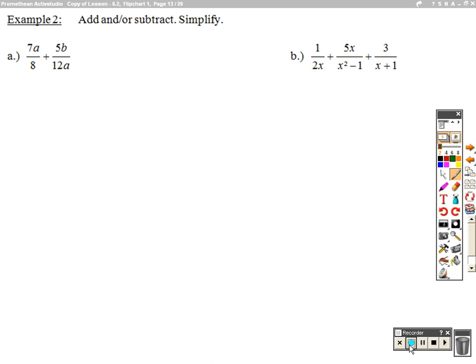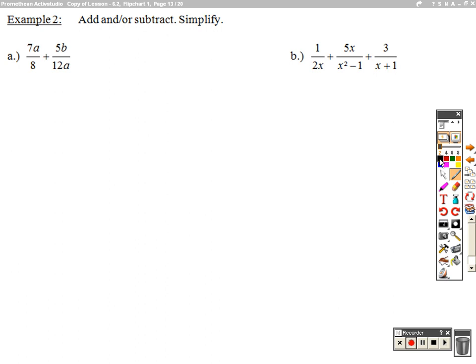So let me just rewrite it here, and now I need this denominator of 8 to be 24a, so I need to multiply it by 3a. And whatever I do on the bottom, I have to do on top as well. So multiply top and bottom by 3a. Here I just need to multiply top and bottom by 2.